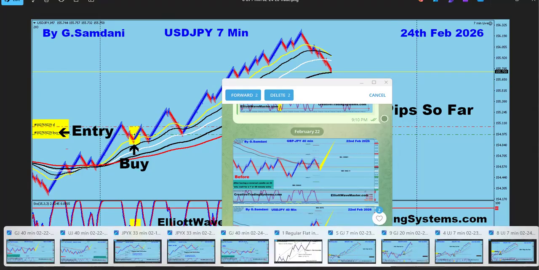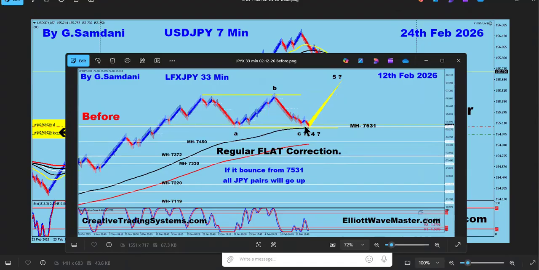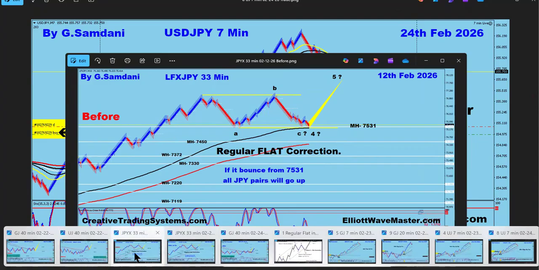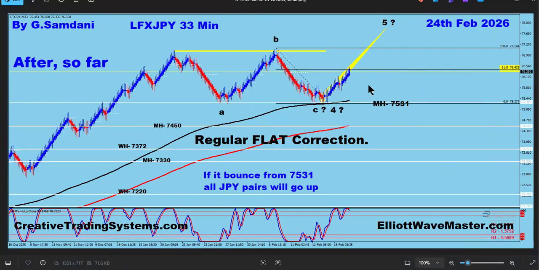All of these trades were based on the yen index, which is this one, right? So it's supposed to go all the way there. And right now, so far, I recorded the chart after, is this. A couple hours ago, I recorded. So it went from here to here. That's why all the pairs went up. See this? If it bounces from this, all yen pairs will go up.